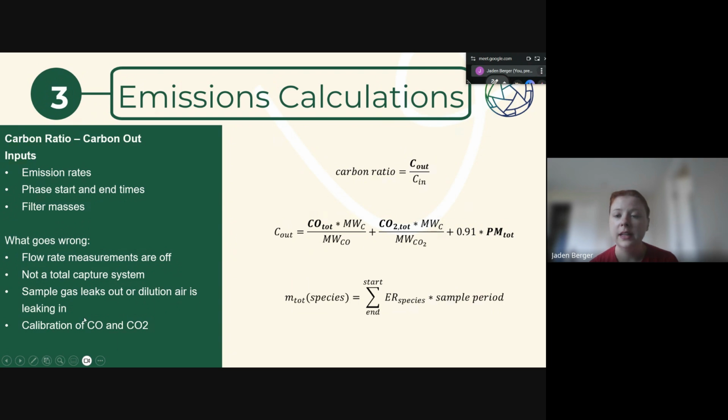There could also be leaks in the sample lane, which would mean that some additional dilution air is leaking into our sample, or some of our sample is leaking out before our sensor box is measuring it. And then finally, our calibration values for CO and CO2. If those are off, that's going to throw off our carbon ratio.